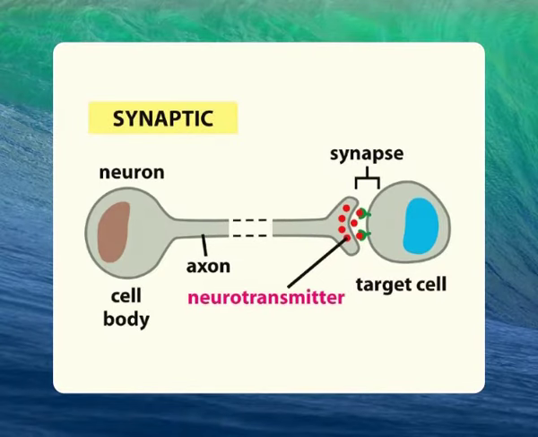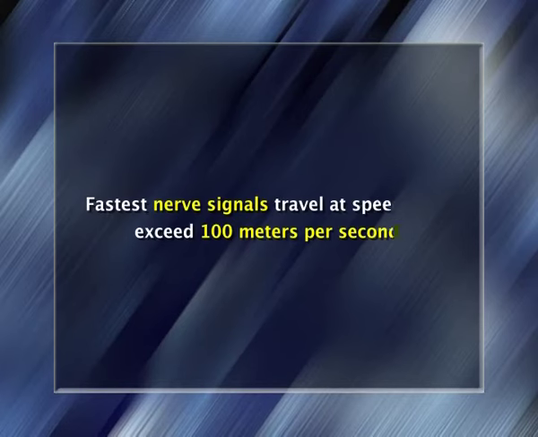In contrast to this broadcast mode of signaling, the nervous system provides point-to-point signals. Neurons project their axons to specific target areas and make synaptic connections with specific target cells. This neural signaling is capable of much higher level of specificity than hormonal signaling. It's also much faster. The fastest nerve signal travels at a speed that exceeds 100 meters per second.